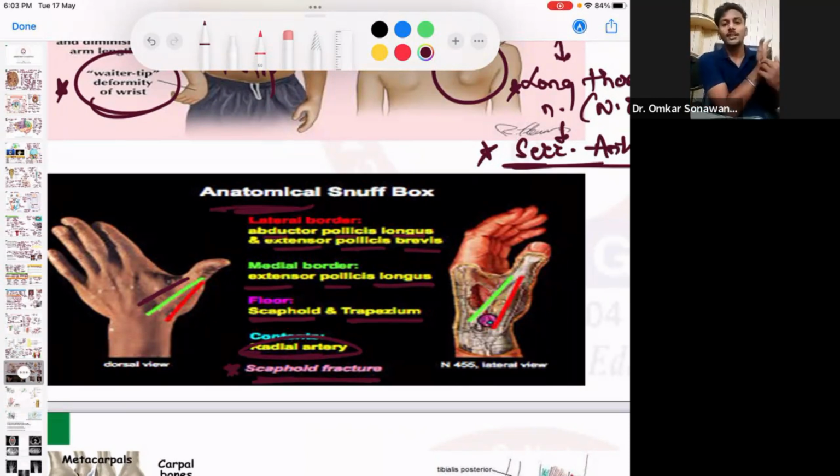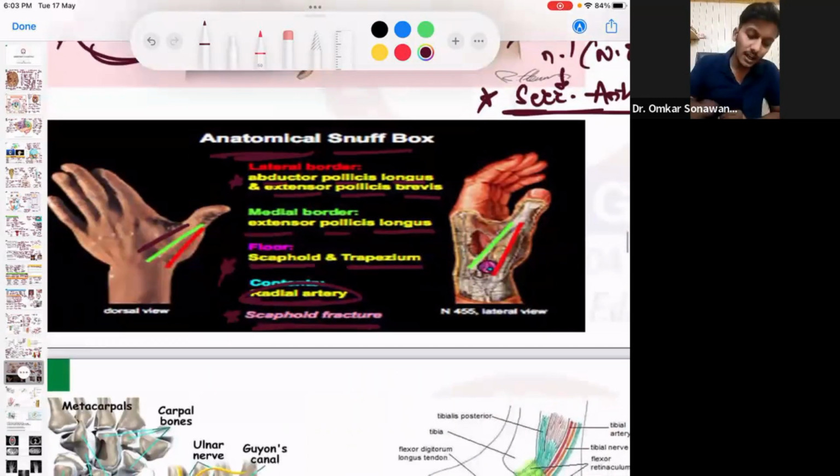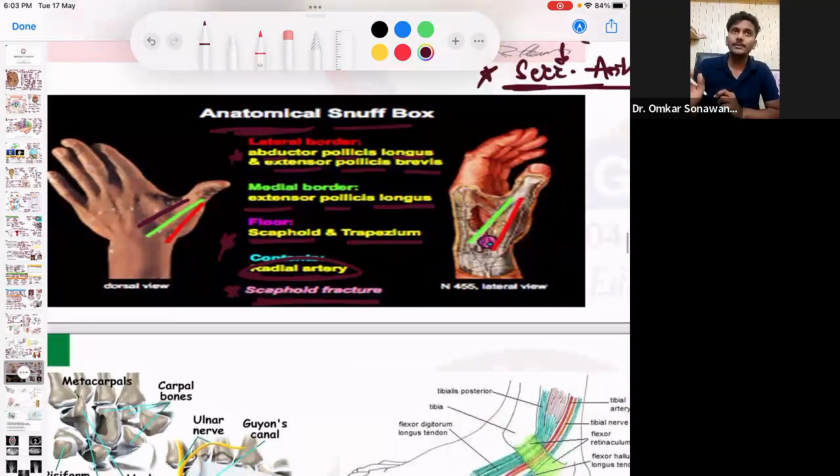The floor of the anatomical snuff box is formed by two bones, that is scaphoid and trapezium. The lateral border is formed by two muscles, that is abductor pollicis longus and extensor pollicis brevis, whereas the medial border is formed by one muscle, that is extensor pollicis longus. Okay, no issues with this, anybody?